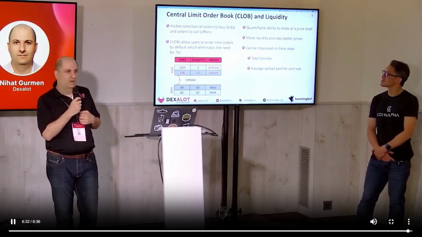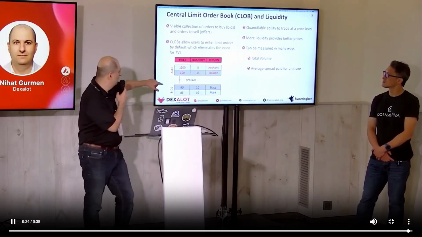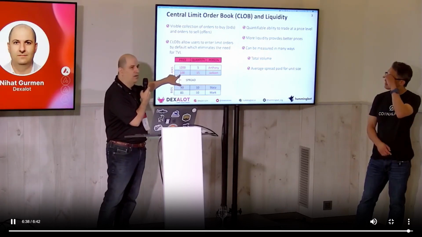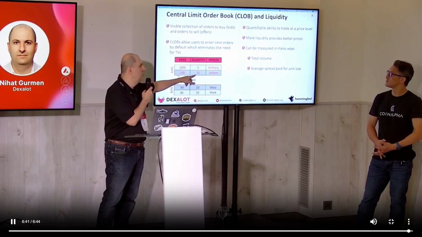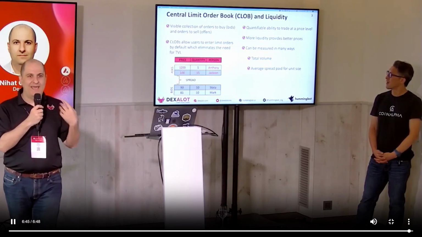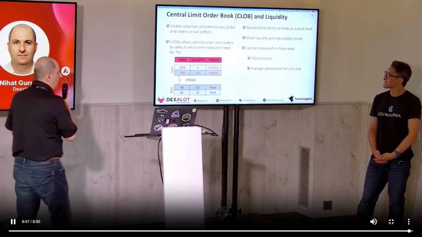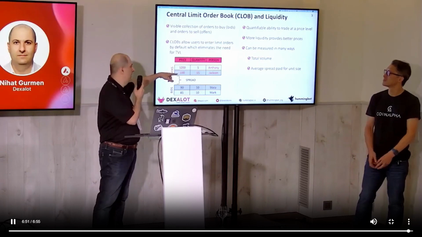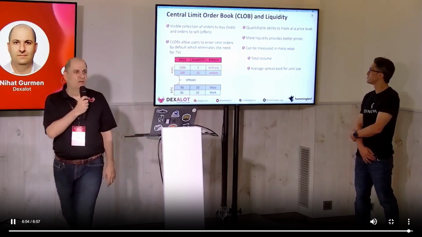And the liquidity related to these order books is the quantifiable ability to trade at a price level, right? If you take a look at this one, if I want to buy this asset at 100, I have room to buy 15 quantities, right? If I want to buy 18 of them, then I have to pay at least 3 of them at 1,200, right?